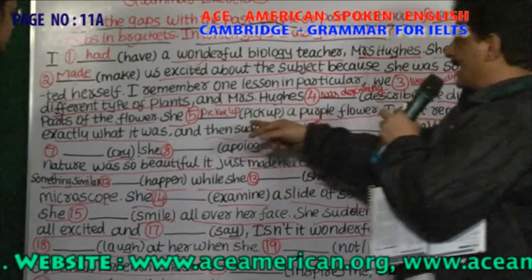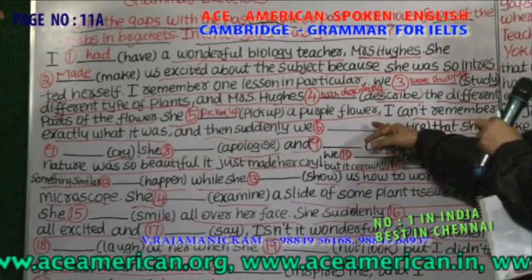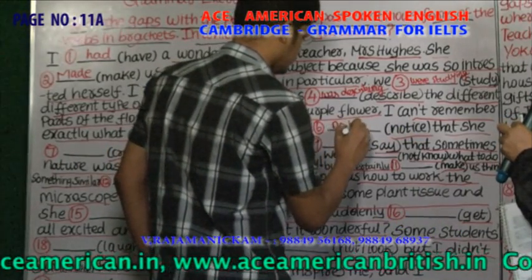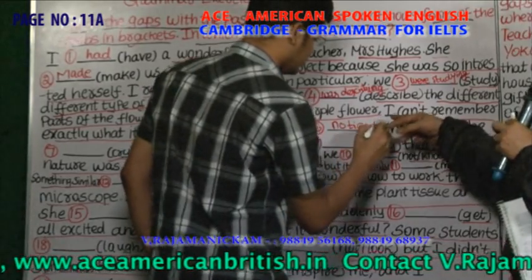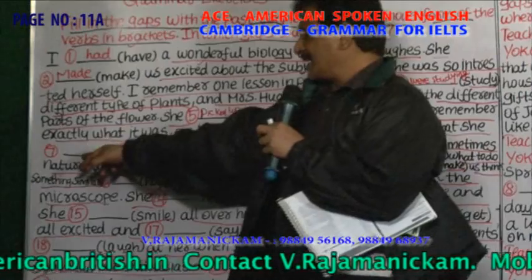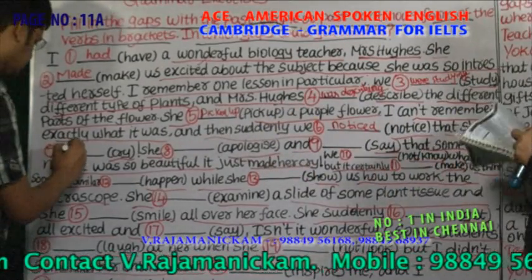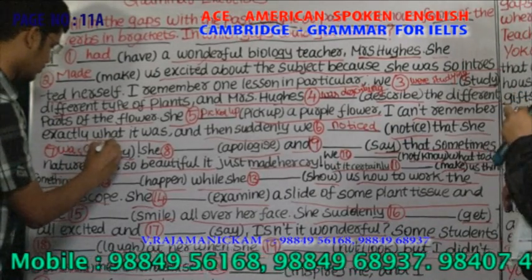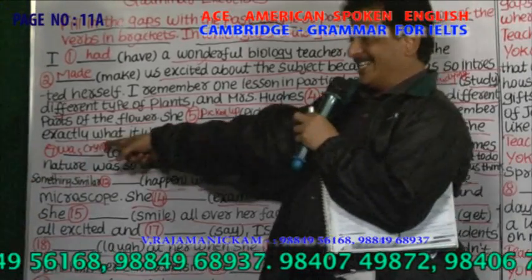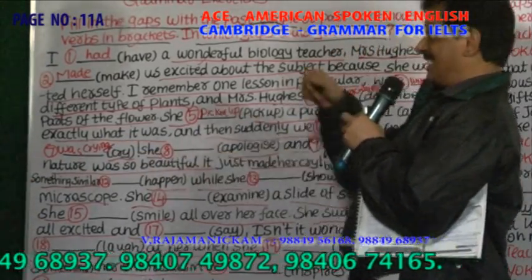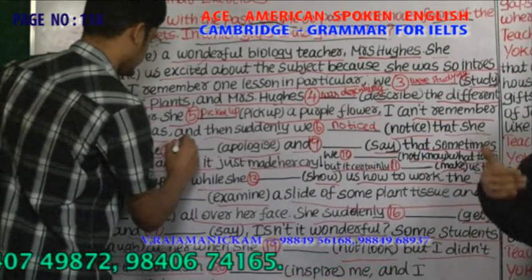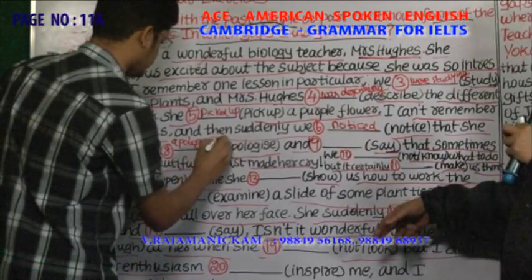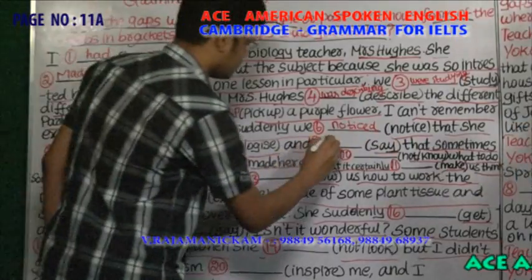I can't remember exactly what it was. And then suddenly we noticed. Notice is the past tense and the background is that she was crying. She was crying. This is the background. Was crying is the background. She apologized. Past tense, right? So two actions is coming. One is apologized and once again she says one other past tense. What is the past tense? And said. So two actions in the past tense.